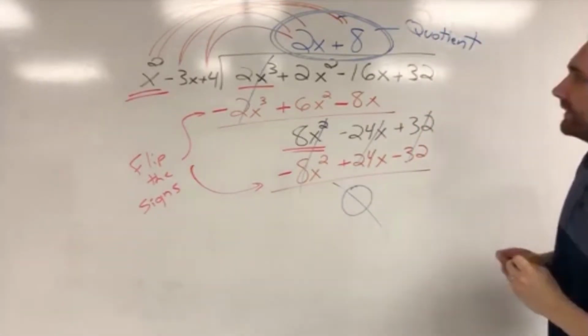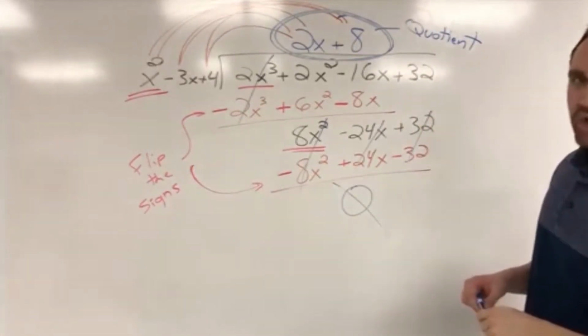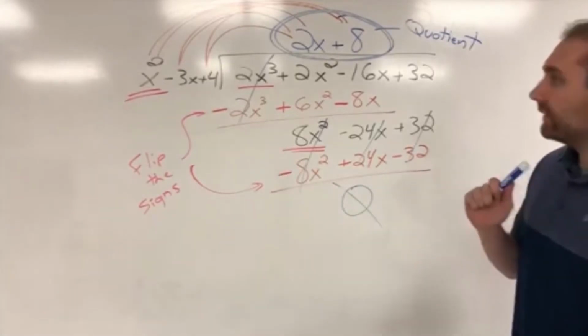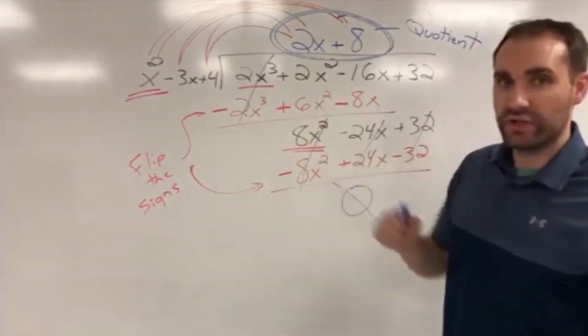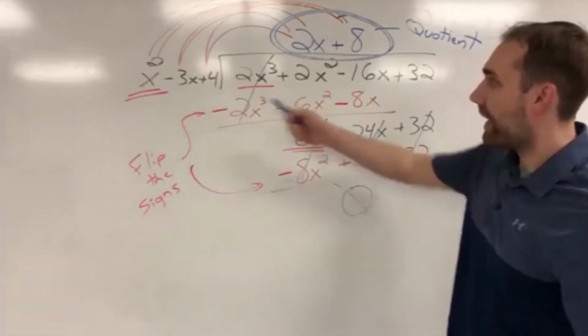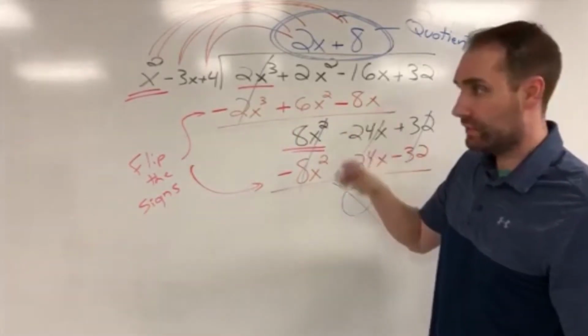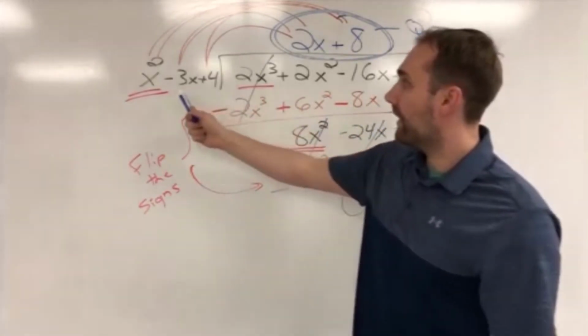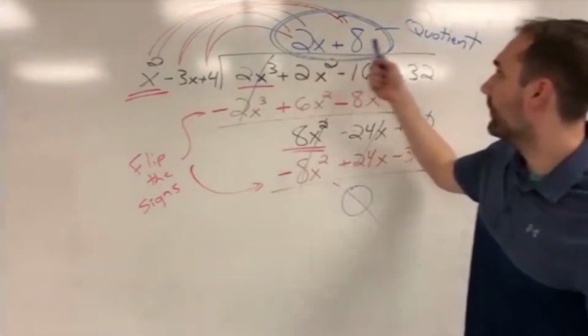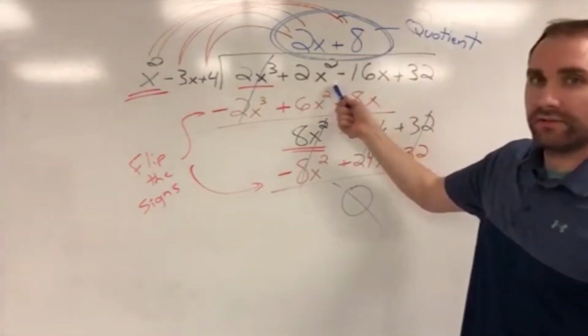2x plus 8. How can you check your answer? Because in algebra, 99 times out of 100, you can check your answer to make sure you're right. What's the opposite of dividing? You should say multiply, right? I can multiply my divisor with my quotient, and I should get the dividend.